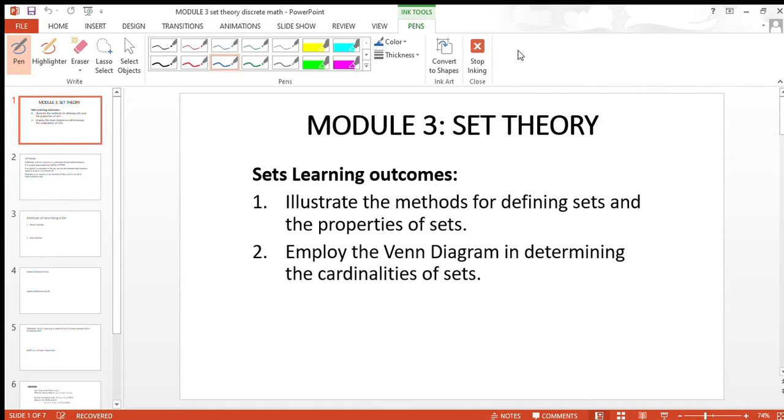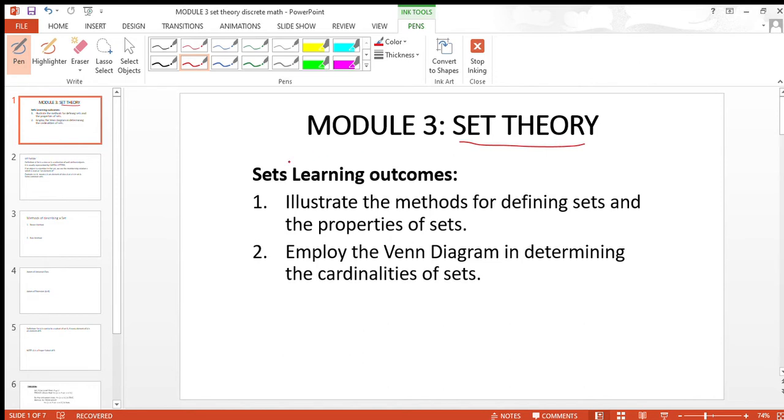Welcome again to our lecture discussion. So it's already the finals, and we are now entering Module 3. In Module 3, we have the title Set Theory. So this is not new to you. You have already encountered this when you were in your high school or even your senior high school.